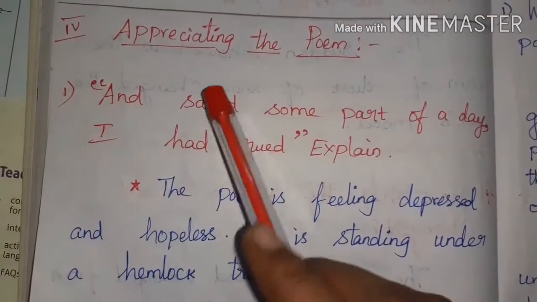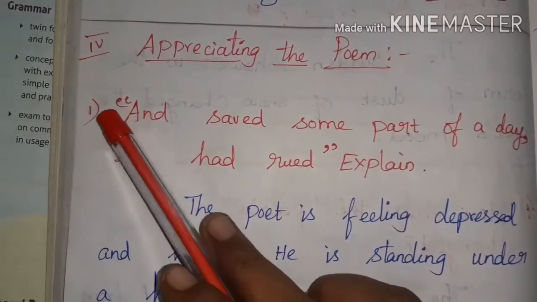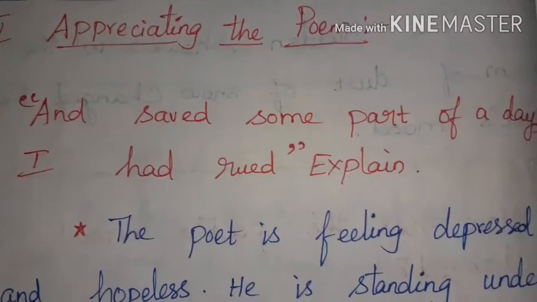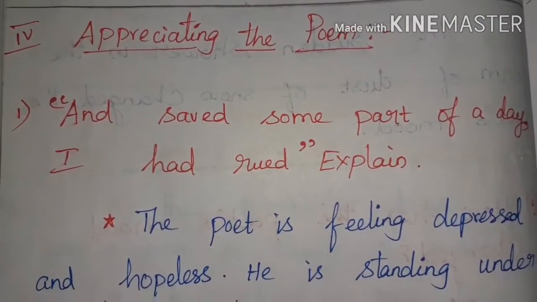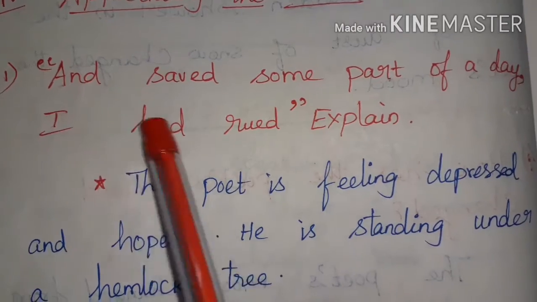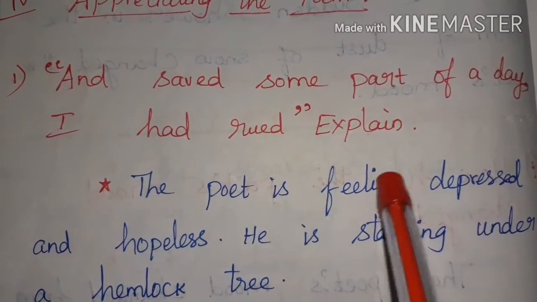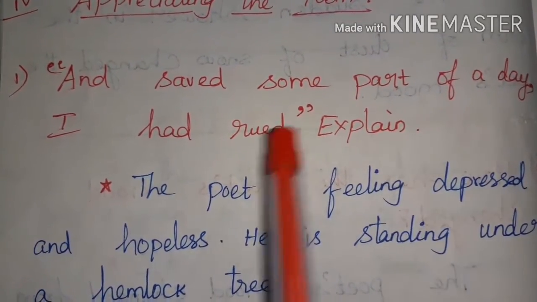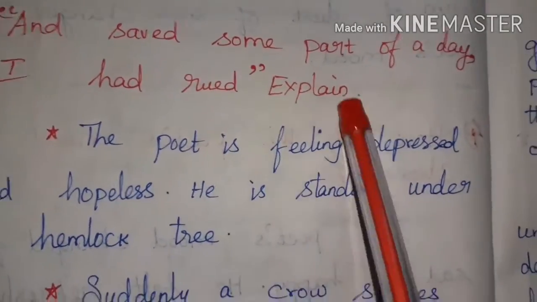Next, fourth Roman letter, appreciating the poem. Here is a question. "And saved some part of a day I had rued." Explain. So you have to explain the lines. It is said by the speaker or the poet, isn't it? So we have to explain that.